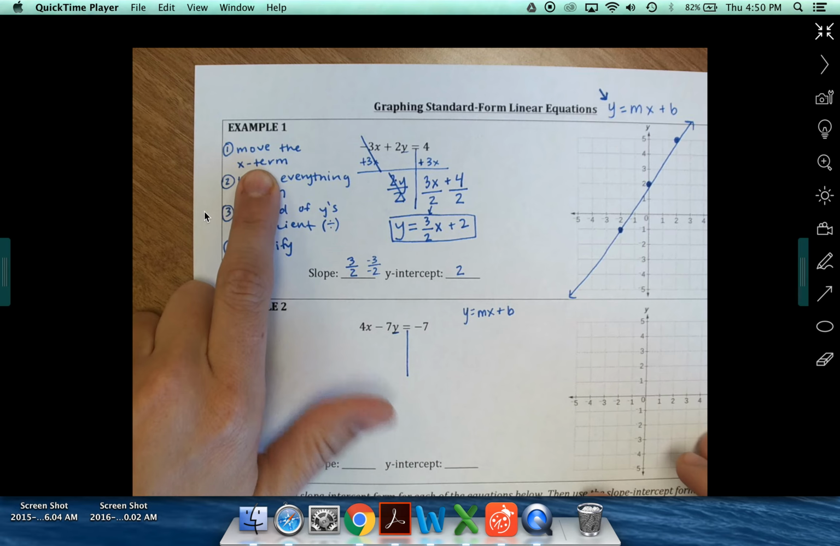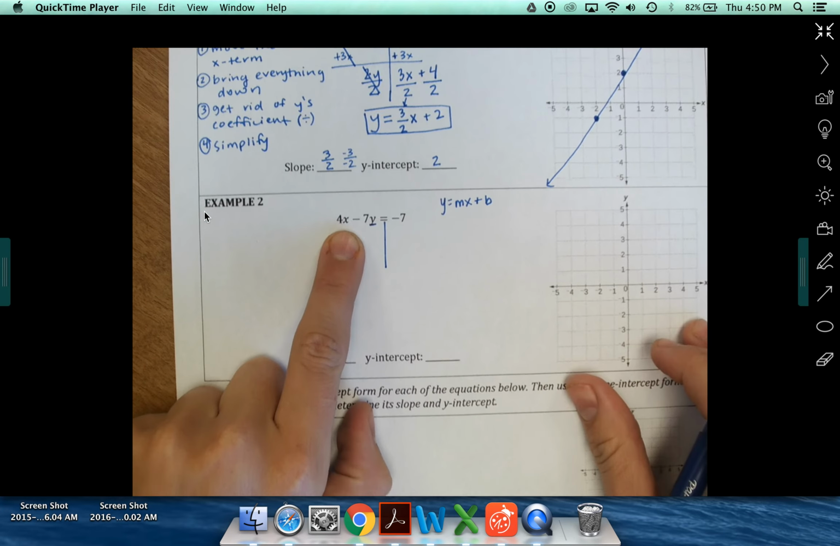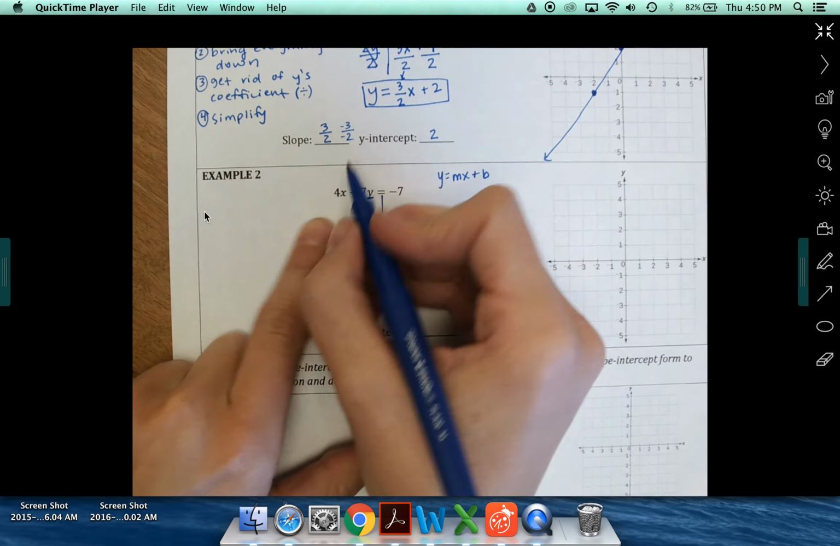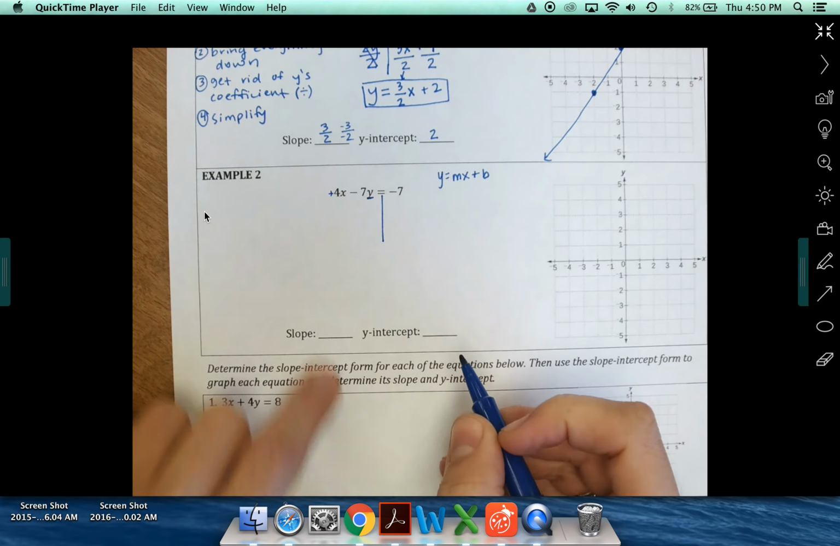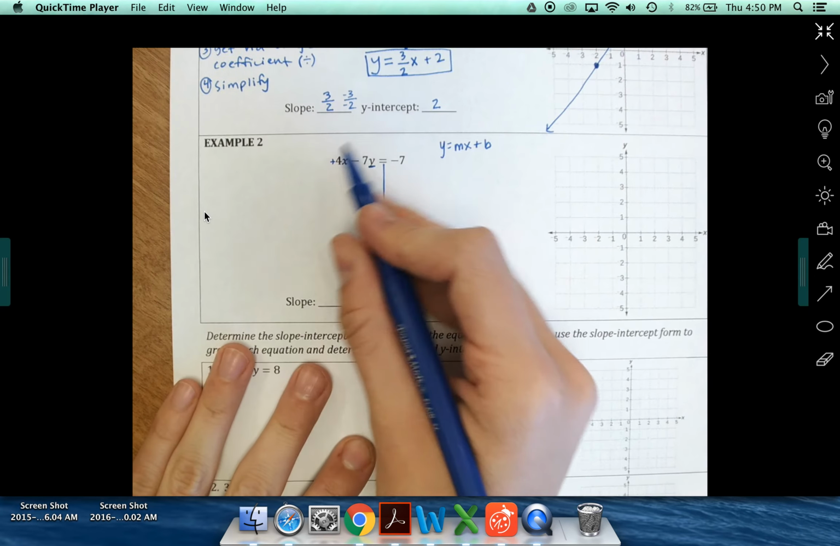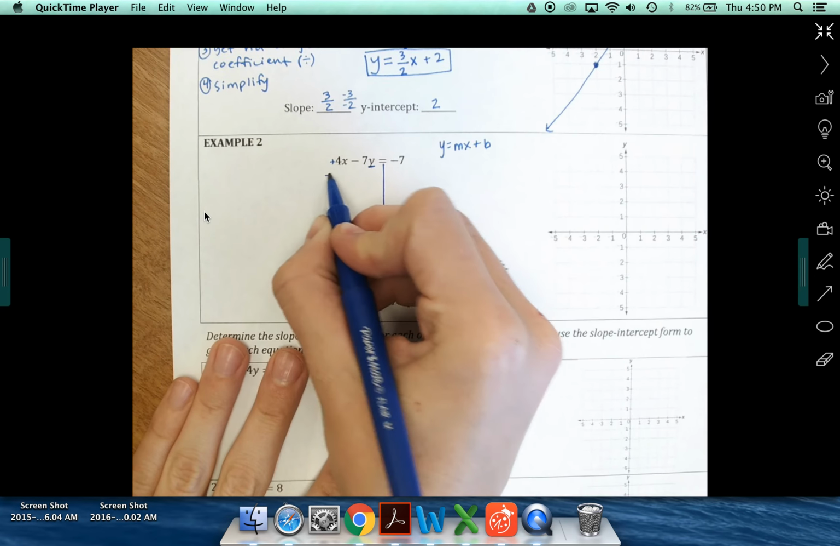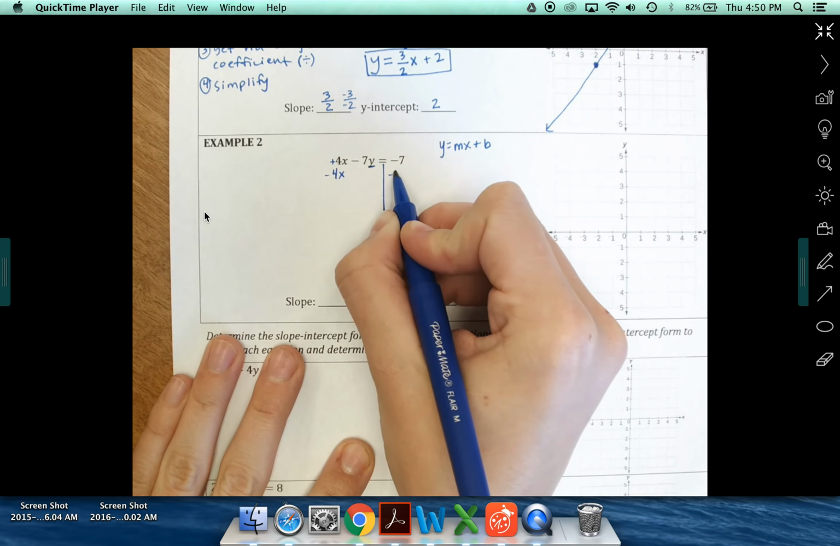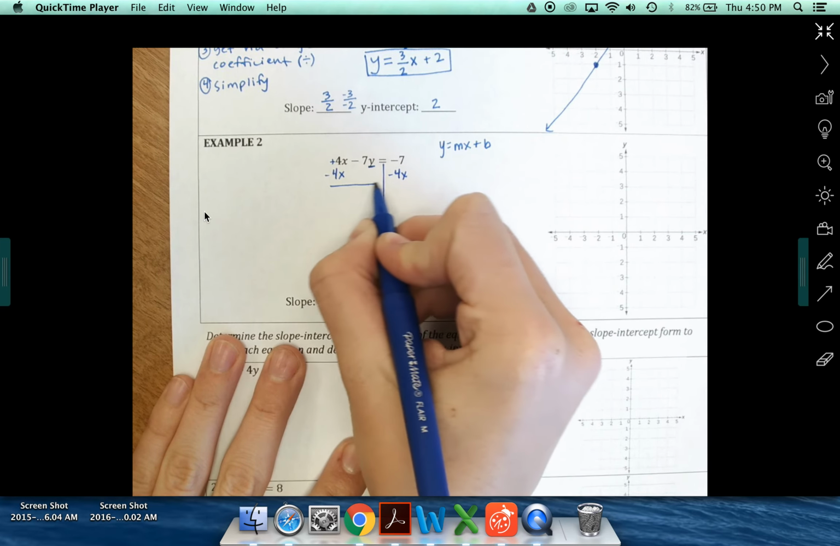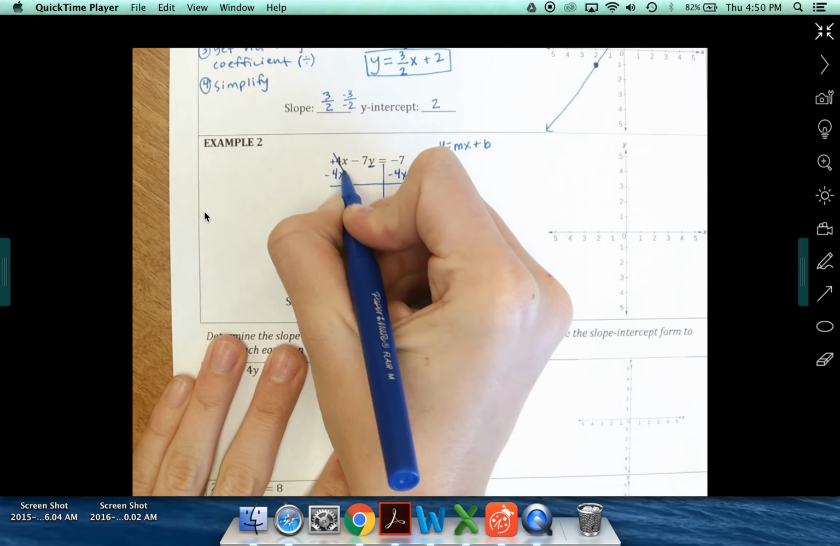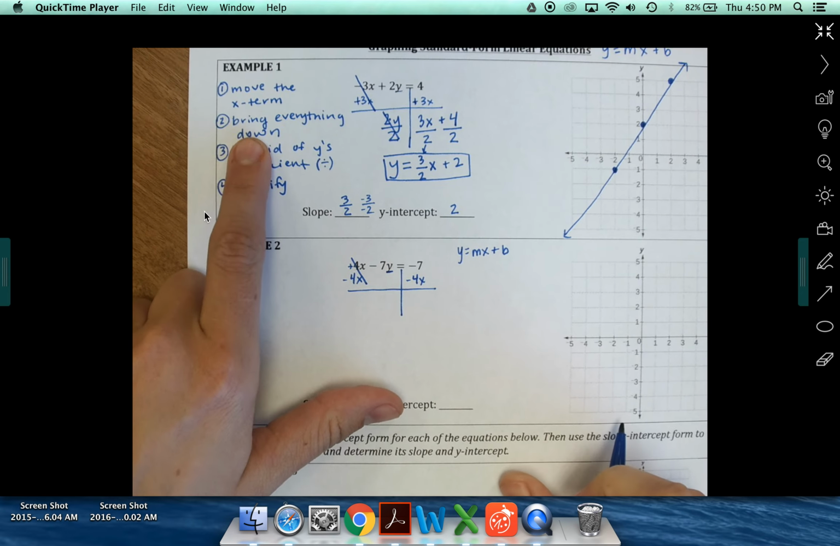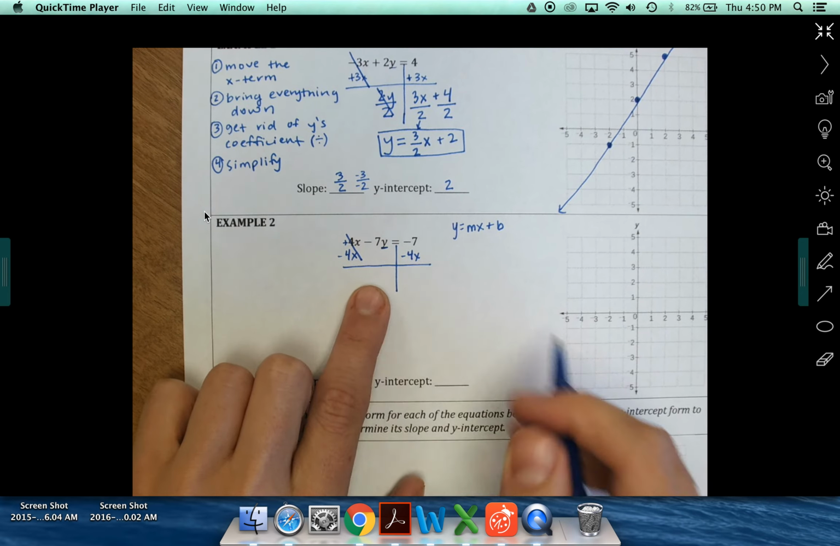All right, so my first step was to move my x term. Well, in this case, I've got a positive 4x, so we've got to keep in mind that's a positive 4x. So in order to move it, I'm going to subtract it. You have to do the opposite. Okay, those will cancel. Second step, bring everything down, right?